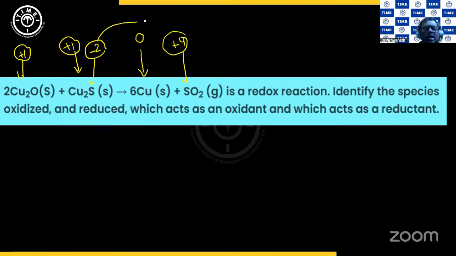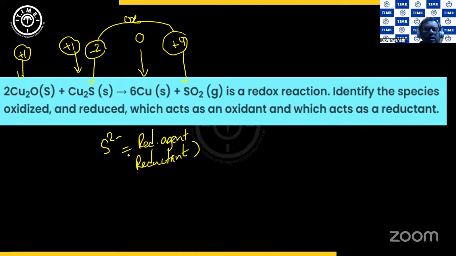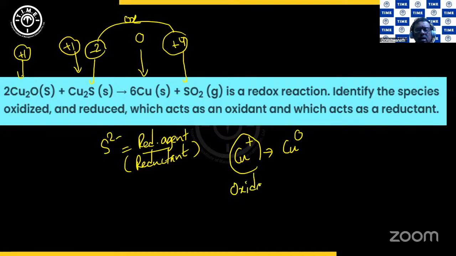So sulfide is undergoing oxidation. So strictly speaking, sulfide is a reducing agent or reductant, which undergoes oxidation. A reducing agent undergoes oxidation. It reduces copper in the +1 state to copper in the 0 state. So cuprous is the oxidant here because it is undergoing reduction from +1 to 0.